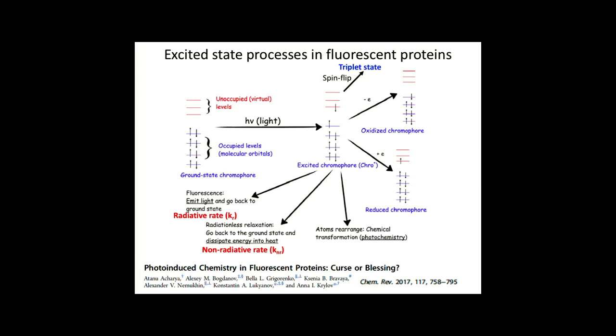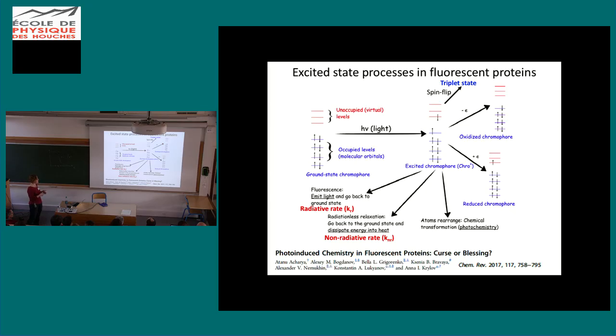Okay, so Anna Krylov in this review talks about many of these processes. She's rearranged it in this figure, showing that if this is the ground state chromophore, when you absorb energy, you promote an electron to an excited state. And then she shows some of the different processes that can occur. That excited state chromophore can fluoresce. We often use the radiative rate, or K sub R, to discuss this process, the efficiency of giving off a photon.